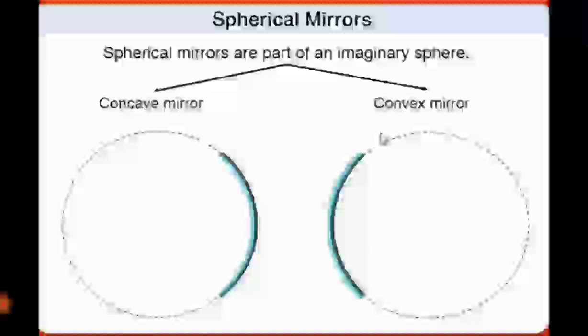Next is the spherical mirror. Last time we already discussed the concave mirror and convex mirror. Any smooth shining surface which is curved in nature is known as a spherical mirror. There are two types of spherical mirror: one is the concave mirror and another is the convex mirror.